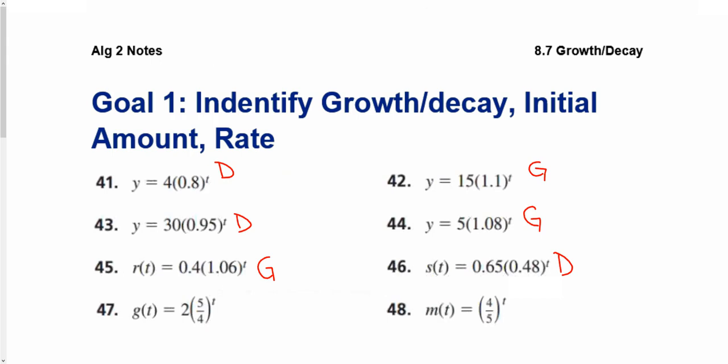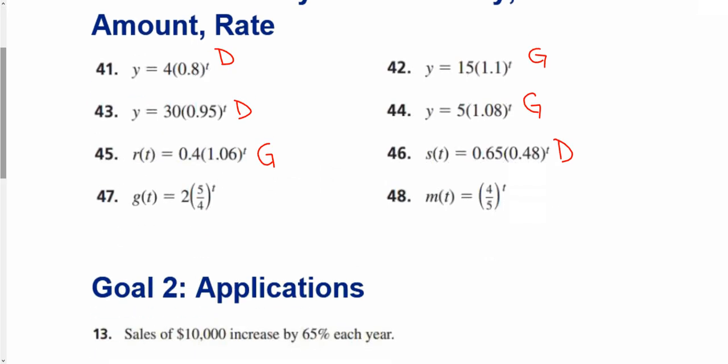Now there's some weird ones though. Take a look at number 47. What's 47? Is that growth or decay? Why do you think it's growth? What does that mean, 5 over 4? Why does that make it growth? Yeah, 4 over 4 is already 1, so if you go above it, it's going to be higher than 1. So this one is actually a growth.